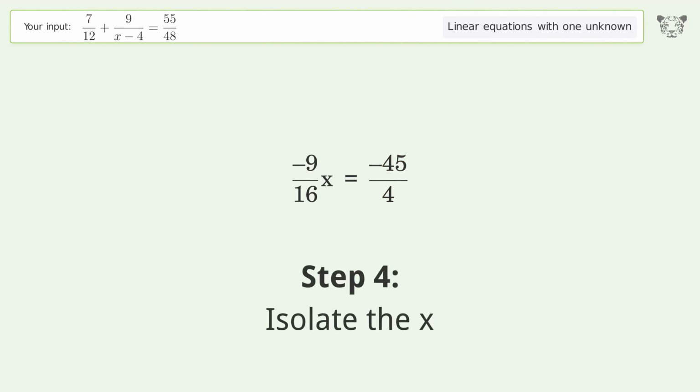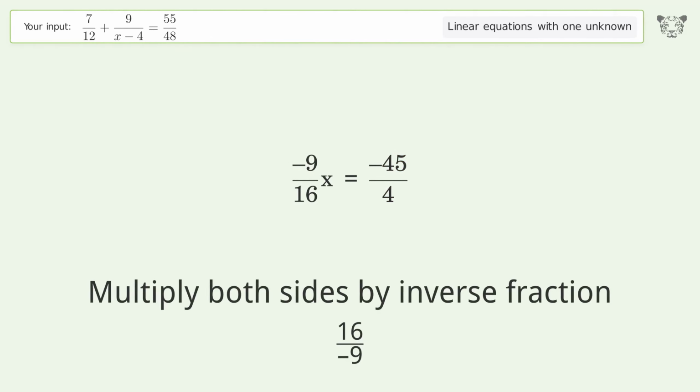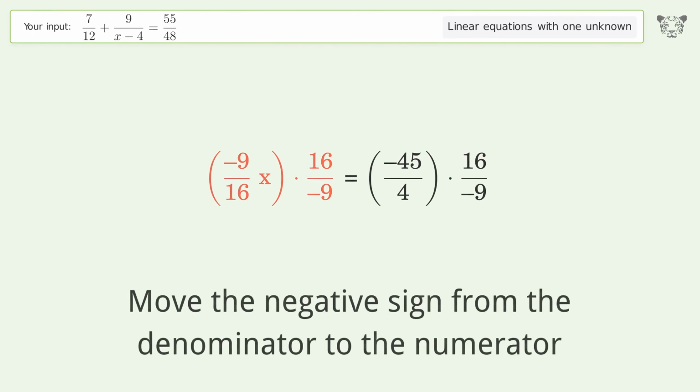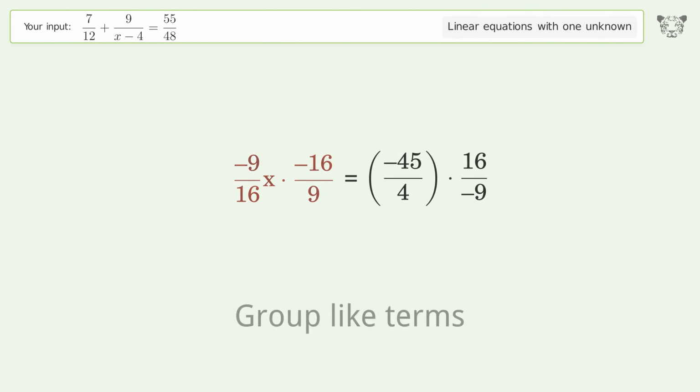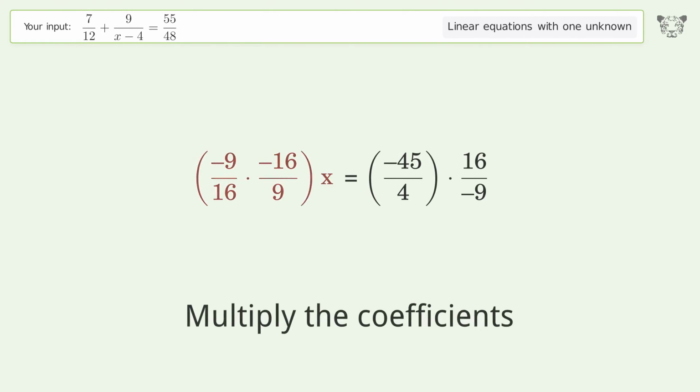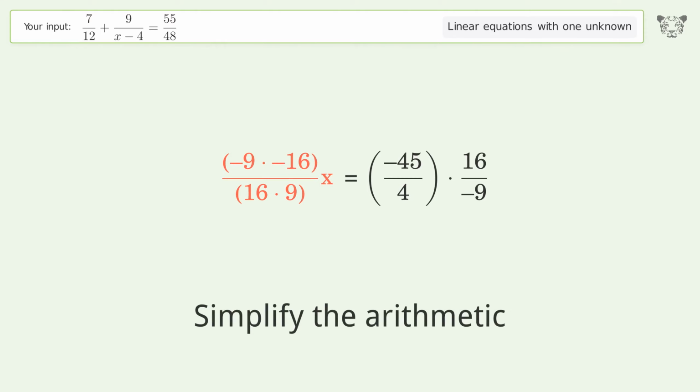Isolate the x. Multiply both sides by inverse fraction 16 over negative 9. Move the negative sign from the denominator to the numerator. Group like terms. Multiply the coefficients. Simplify the arithmetic.